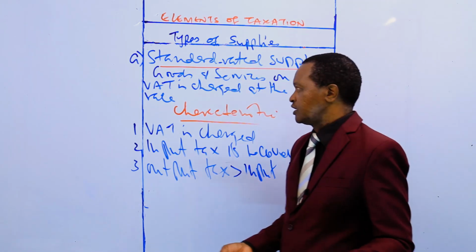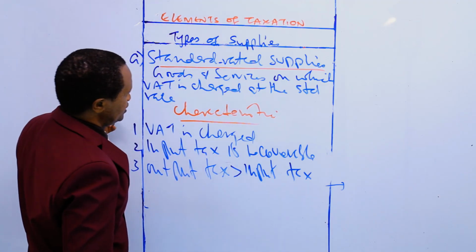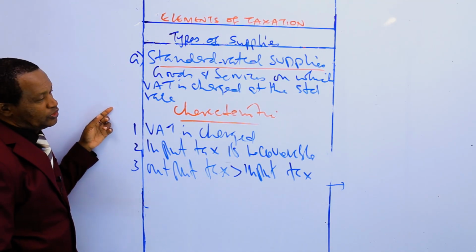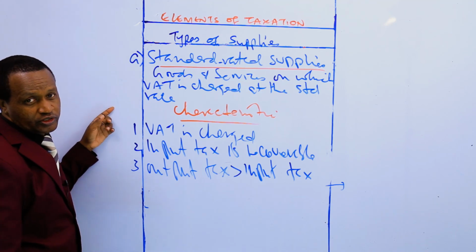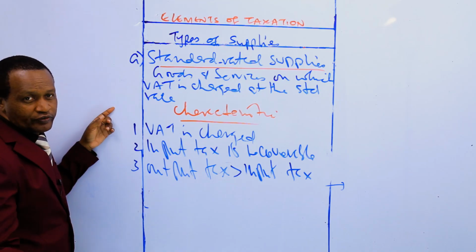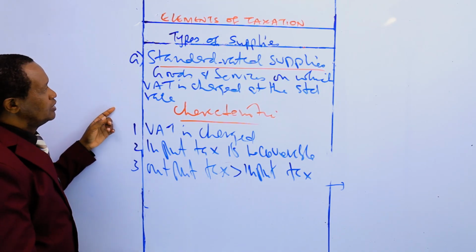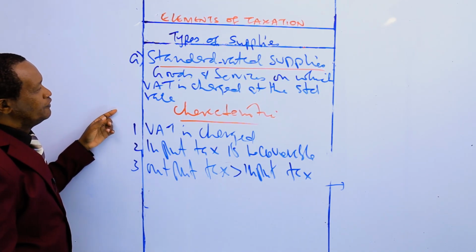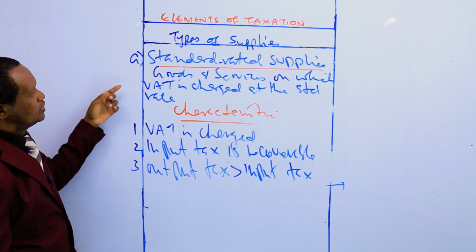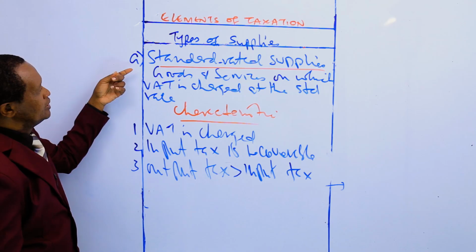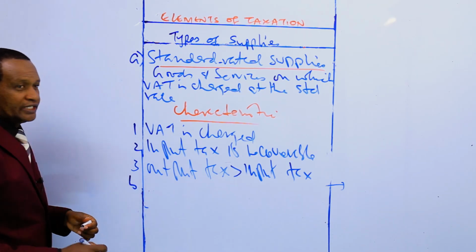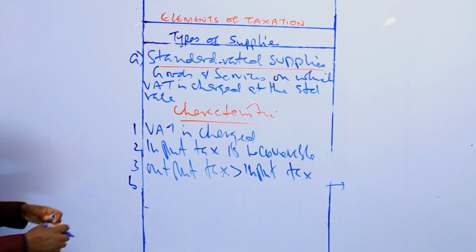Telecommunication services are also another example of standard rated supplies. We also have electricity for commercial use, fuel, petrol, diesel, motor vehicles. All those attract VAT. You understand? So that is one type of supply, standard rated supplies. Then the second one is the zero rated supplies.